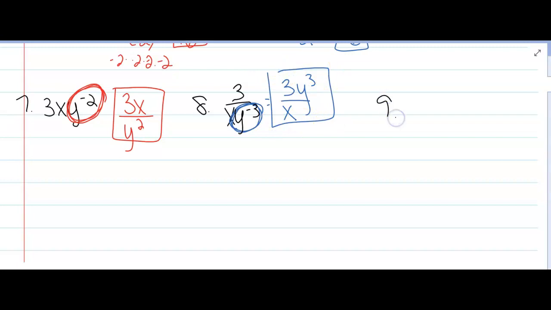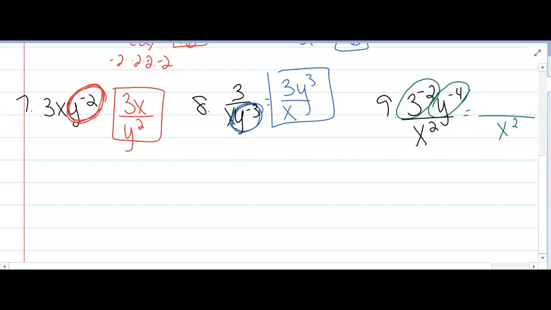Okay, and then number 9, what if I have 3 to the negative second, y to the negative fourth over x squared? Now very carefully, we're going to circle everything that has a negative exponent. So I have 3 to the negative second, y to the negative fourth. Now in the denominator, it's an x squared. The 2 is positive, so I'm not going to move the x. The x squared is going to stay.